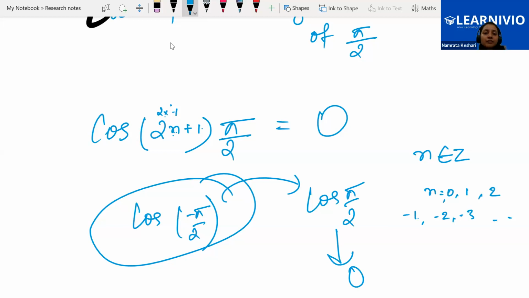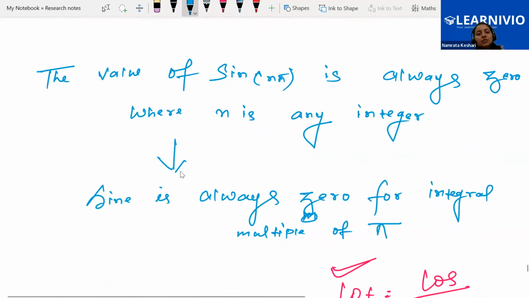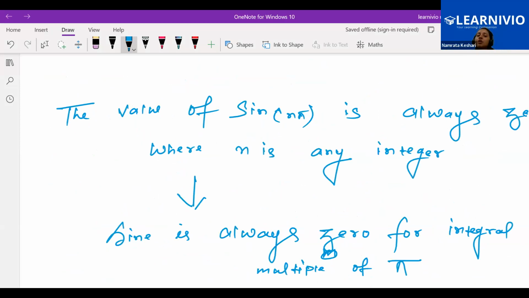So far, whatever we have discussed, Ali and Alina, is it clear to you? Sine is always 0 for n pi, where n is any integer. Sine is 0 at integral multiples of pi, and cos is 0 at odd multiples of pi by 2. Getting it? Now let me summarize everything quickly.